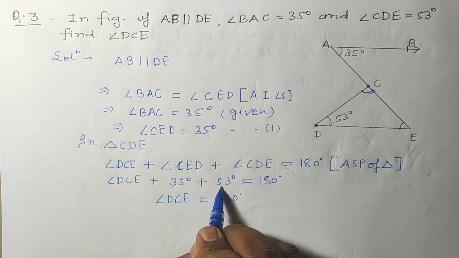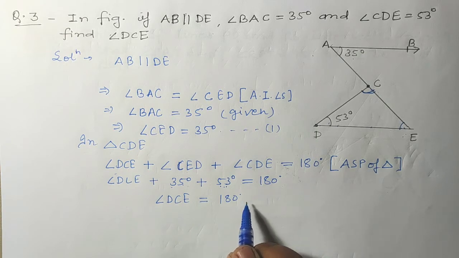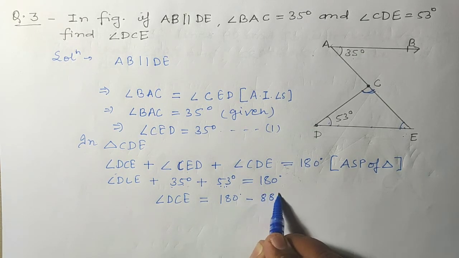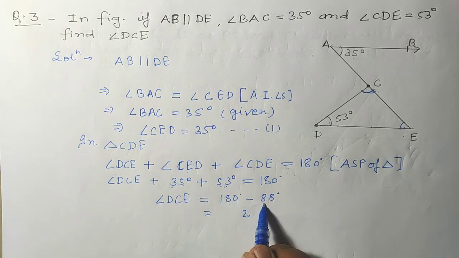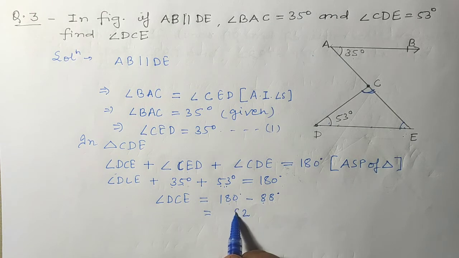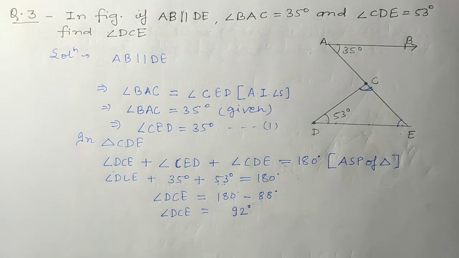53 and 35, that is 88 degree. So when 88 degree is shifted to the right hand side, it will be negative. Now we'll subtract it from 180. 10 minus 8 is 2, 17 minus 8 is 9, so it is 92 degree. So angle DCE will be 92 degree. In this manner we can solve this question.